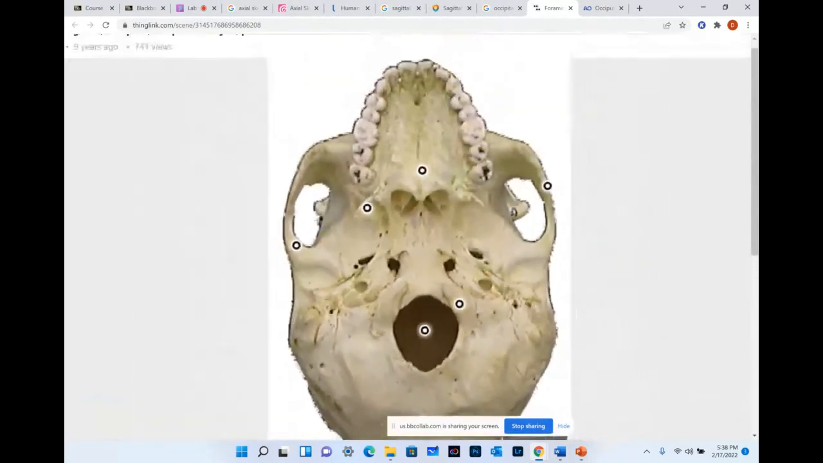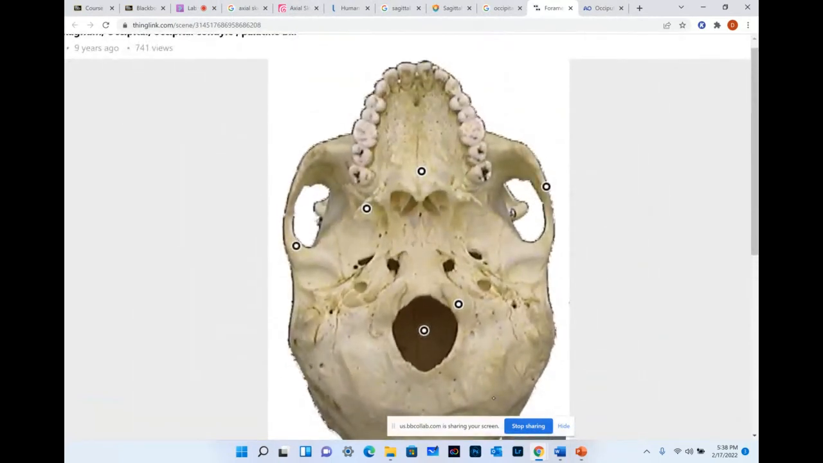And this is a real bone, and you can see this right here. These are occipital condyles. This right here that you are looking at, this is your mandibular fossa. This is your temporal bone, and this is the zygomatic arch right here.